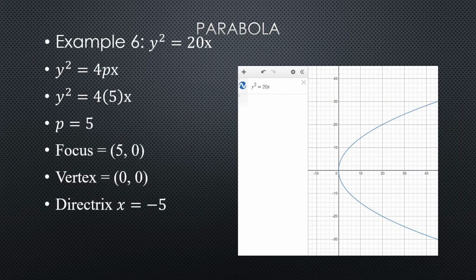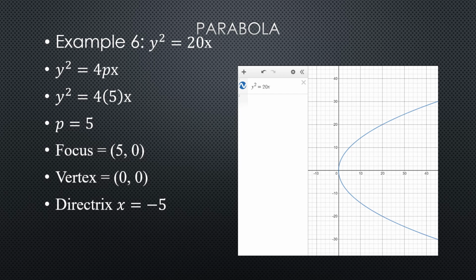So here we're going to change it up a little bit. We're going to give the formula for the parabola, y squared equals 20x, and we can plot that and see what that looks like. Just drop that straight into Desmos. But what we want to do is work backwards and figure out where the focus and the directrix are, where those two components are at.